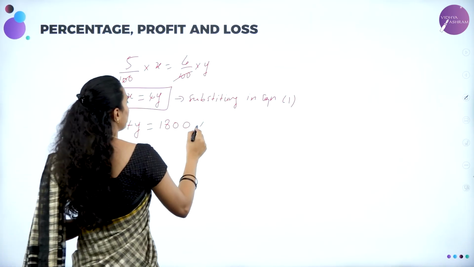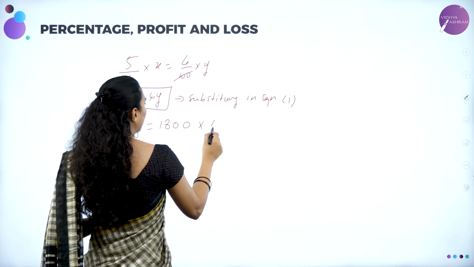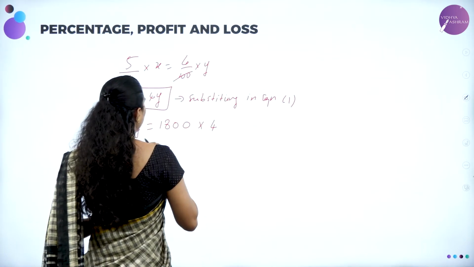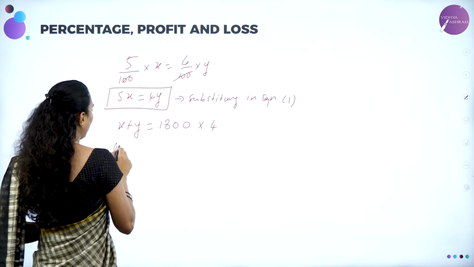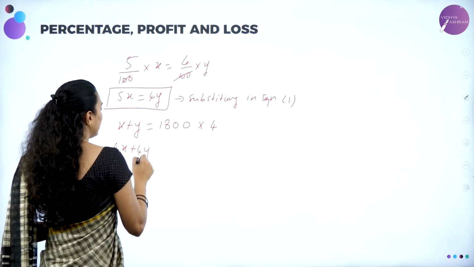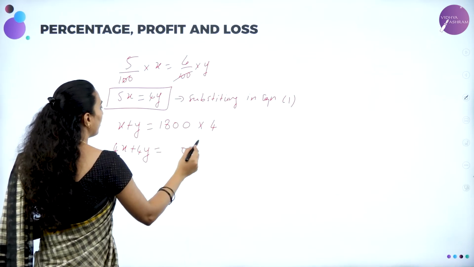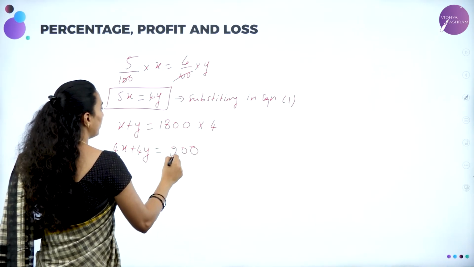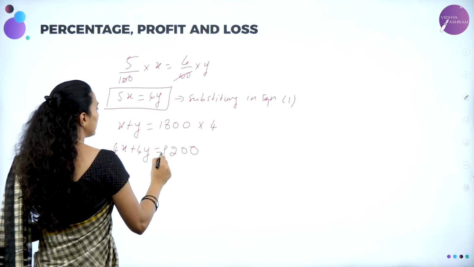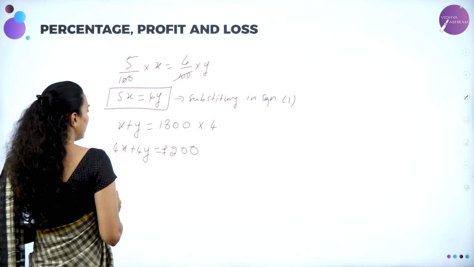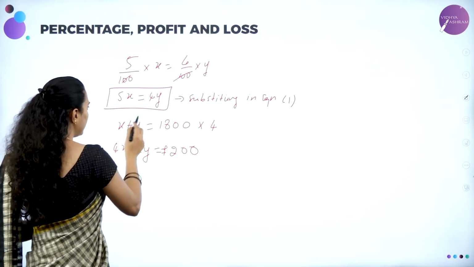Let me multiply this by 4. I am going to get 4x plus 4y is equal to 18, 4 8s are 32, 4 1s are 4 plus 3, 7200. Now you can substitute 4y is equal to 5x.